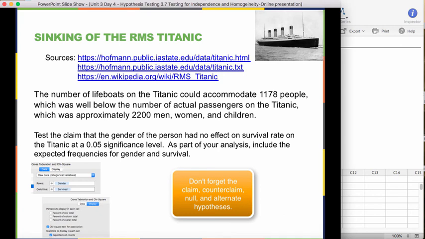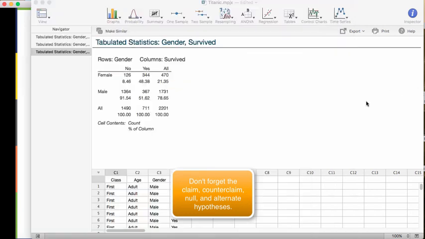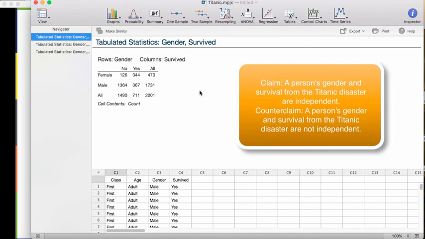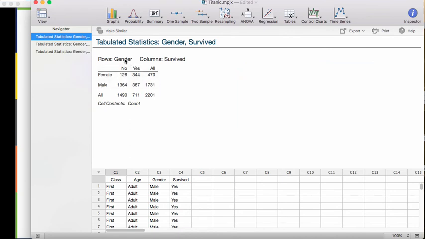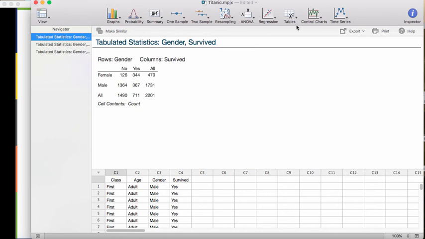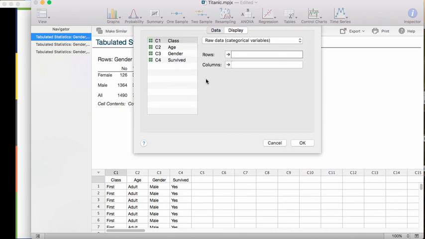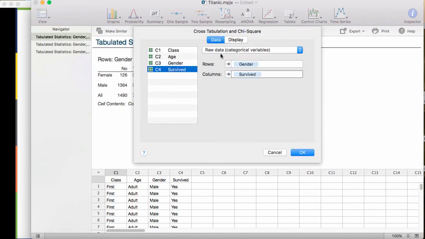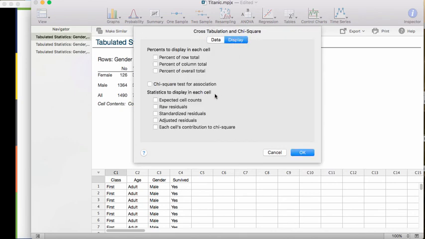A couple of things to note. It is a two-way table, and when we go back to that two-way table, there's a row of female, a row of male, not surviving and surviving. So when we're going to be looking at this, we'll be running the Chi-squared test, CrossTabulation and Chi-squared, again, gender and survival, and we're going to display. Now in this case, what we want to do is the Chi-squared test for association, and we're going to do expected cell counts. And we're going to then click OK.